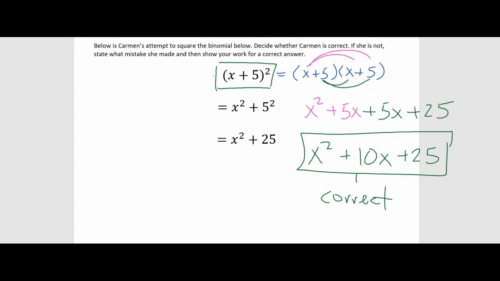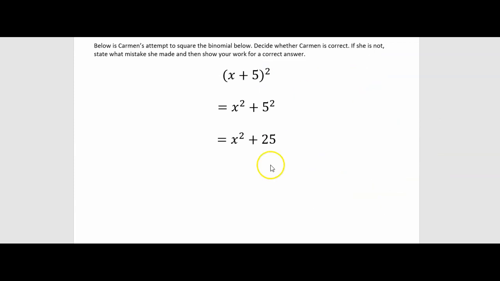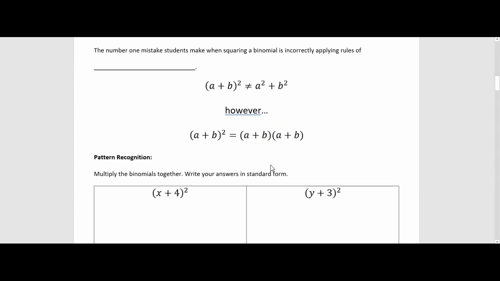Okay, let's go down here to the second page. And we kind of already talked about the number one mistake. But the number one mistake students make when squaring a binomial is incorrectly applying the rules of exponents. And we just talked about what that rule was. Right, this right here is not a true statement. The quantity a plus b squared is not equal to a squared plus b squared. It is equal to the quantity a plus b times the quantity a plus b.